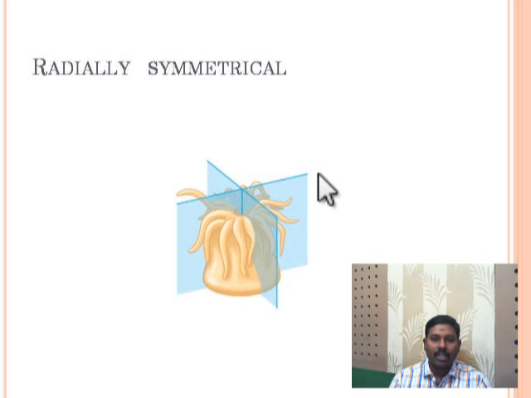Those animals exhibiting the radially symmetrical character will also possess the diploblastic character. Diploblastic means ectoderm and endoderm will be there, but there is no mesoderm. So protozoa, Porifera and coelenterates belong to radially symmetrical animals, and after that, all the animals will exhibit bilateral symmetry.